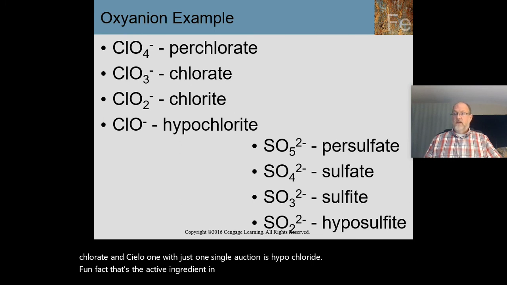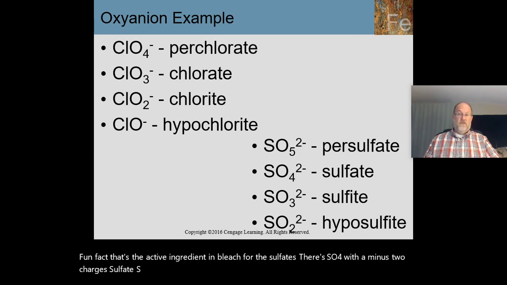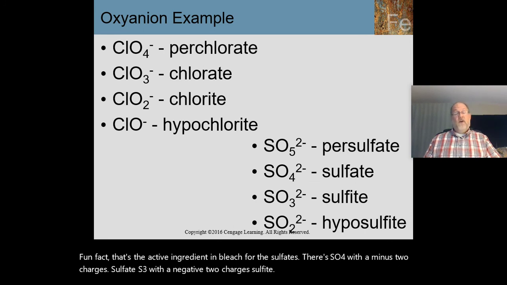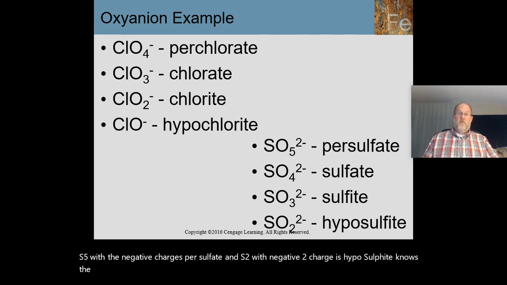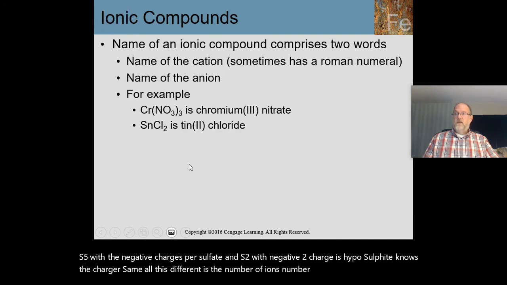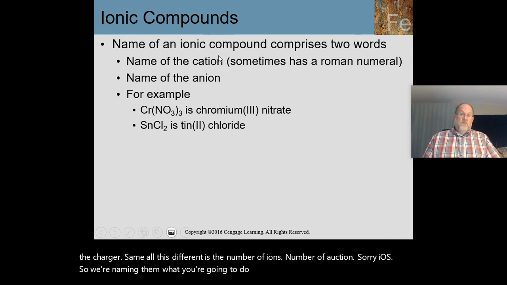Okay. For the sulfates, there's SO4 with a -2 charge is sulfate, SO3 with a -2 charge is sulfite. SO5 with a -2 charge is persulfate, and SO2 with a -2 charge is hyposulfite. Notice the charges are the same. All that's different is the number of oxygens. So when naming them, what you're going to do is simply write the names of the 2 parts.